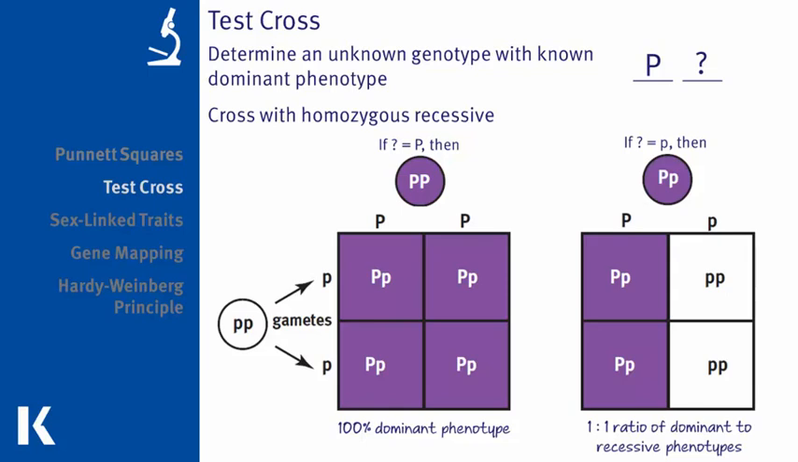In test crosses, you always breed the unknown parent with an individual expressing the recessive phenotype. That way, if the recessive trait is seen in the offspring, you will know the unknown parent must have a recessive allele and therefore must be heterozygous.